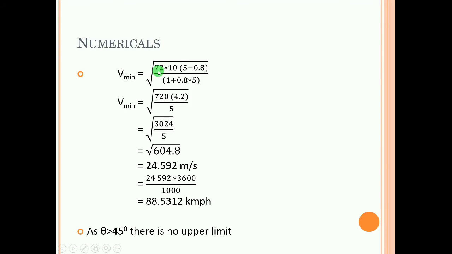R into g, so R is 72, g is 10. Then here tan theta value, that is 5, minus mu s, that is 0.8. Then here 1 plus mu s into tan theta, so 1 plus 0.8 into 5. 72 into 10 will be 720, 5 minus 0.8 will be 4.2, and 0.8 into 5 plus 1, this is actually 4 plus 1, that is 5.